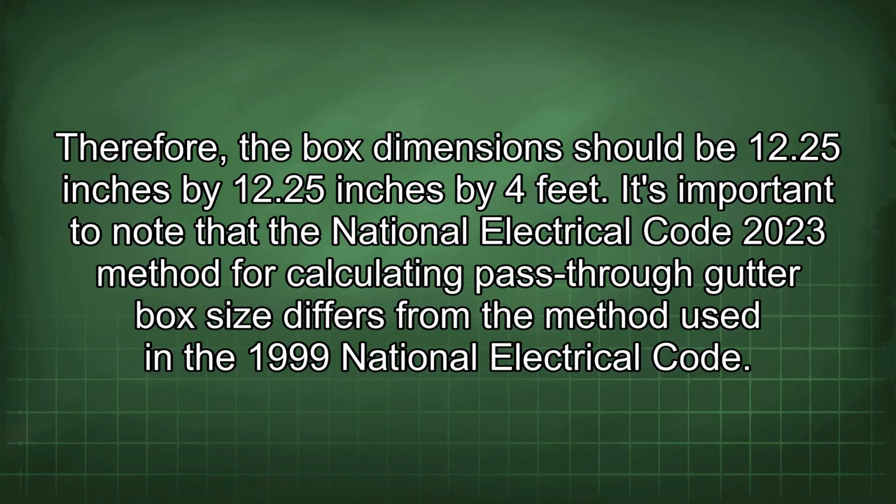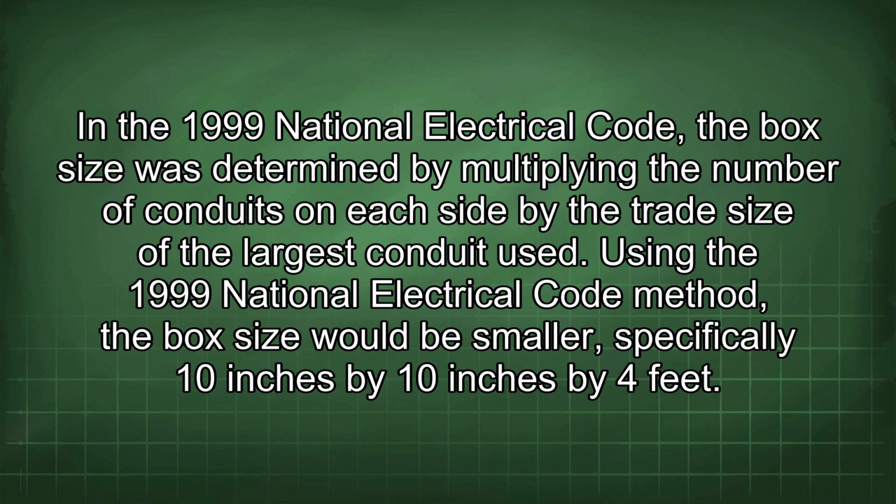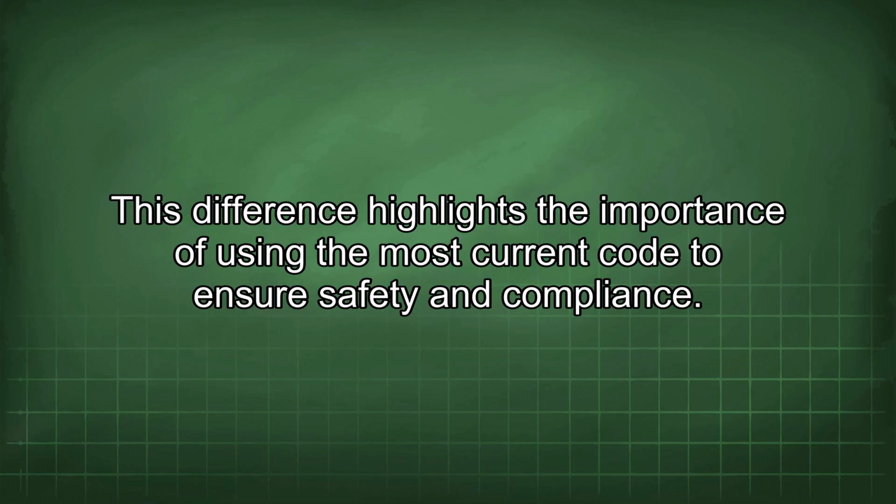It's important to note that the National Electrical Code 2023 method for calculating pass-through gutter box size differs from the method used in the 1999 National Electrical Code. In the 1999 National Electrical Code, the box size was determined by multiplying the number of conduits on each side by the trade size of the largest conduit used. Using the 1999 National Electrical Code method, the box size would be smaller, specifically 10 inches by 10 inches by 4 feet. This difference highlights the importance of using the most current code to ensure safety and compliance.